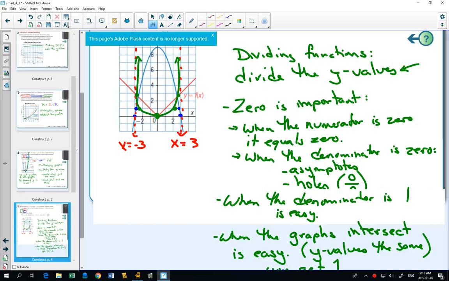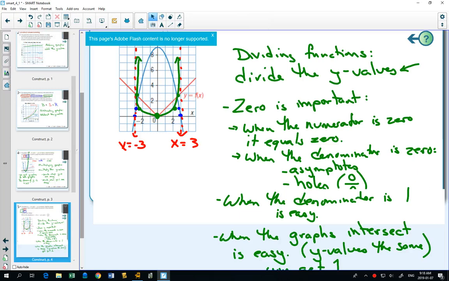Because graphs approach asymptotes. Other things that you're going to use in dividing. If you have a positive number divided by a positive number, you will get a positive number. Does that make sense? So this section that I graphed so far, both the red graph and the blue graph are positive. So my final graph has to be positive as well.